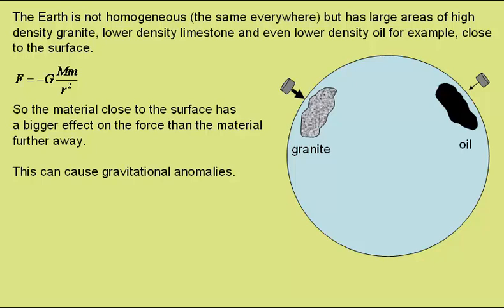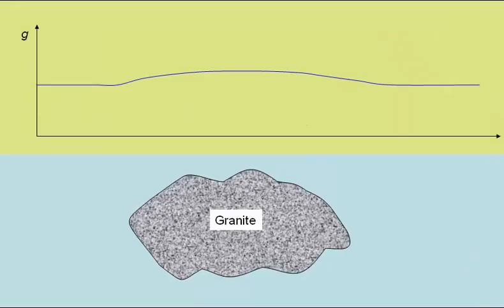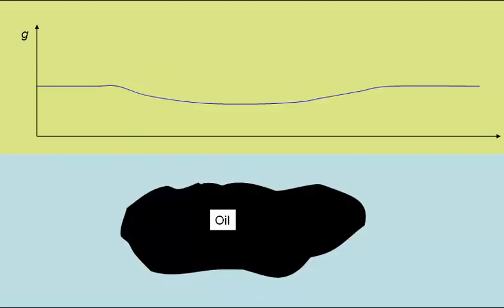This can cause what are called gravitational anomalies, slight changes in the gravitational field. So for instance, if we look at the gravitational field strength as we pass a large area of granite, this would be its normal value, and it would be slightly higher around the granite, returning to its normal value when we pass the granite. The similar thing for oil would show the gravitational field strength reducing slightly due to the lower density oil near the surface.